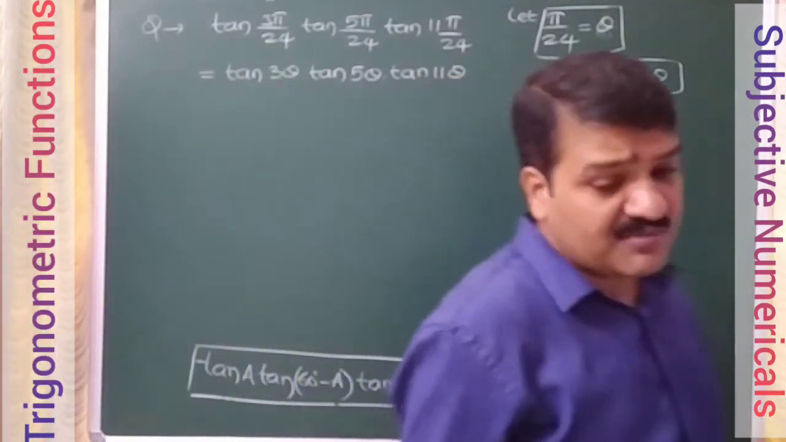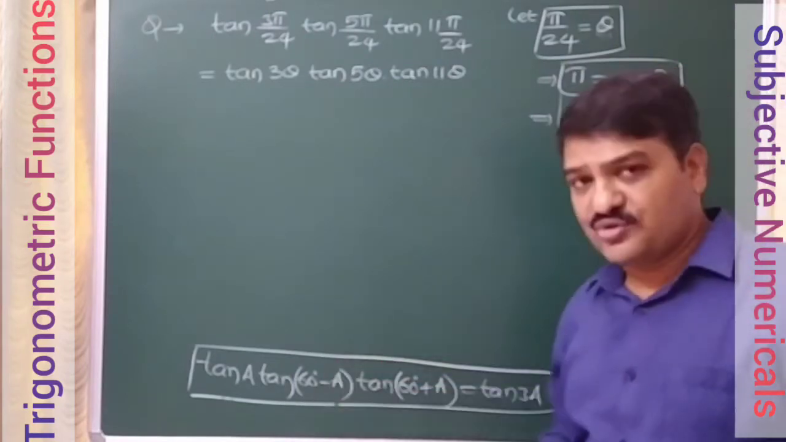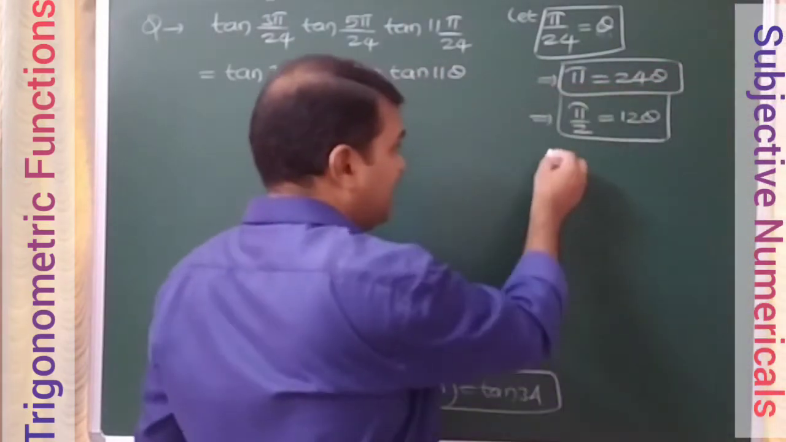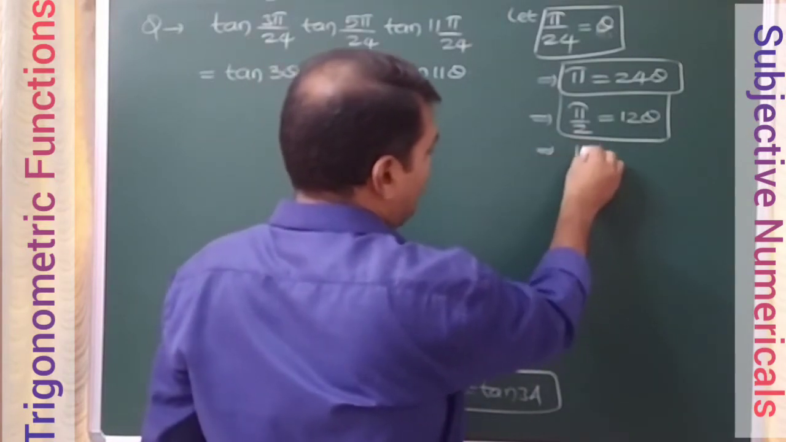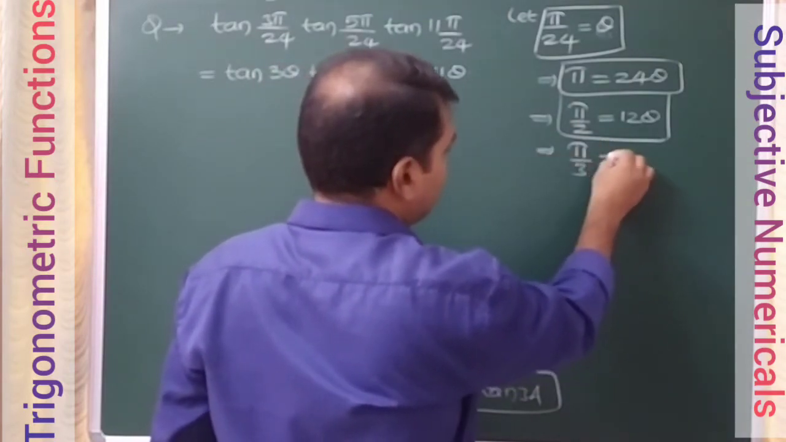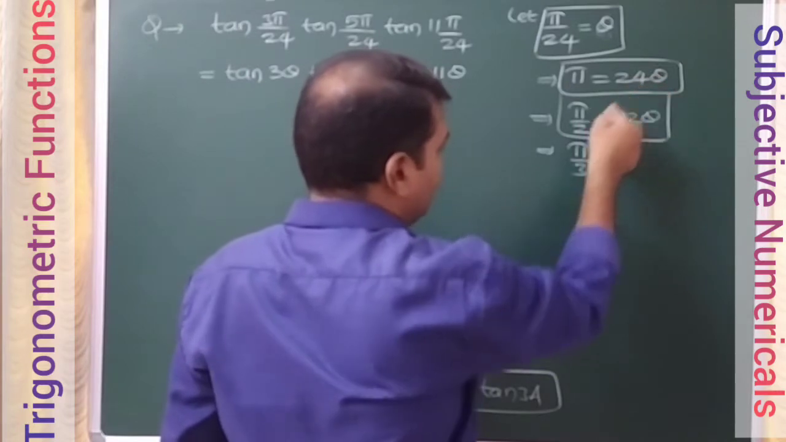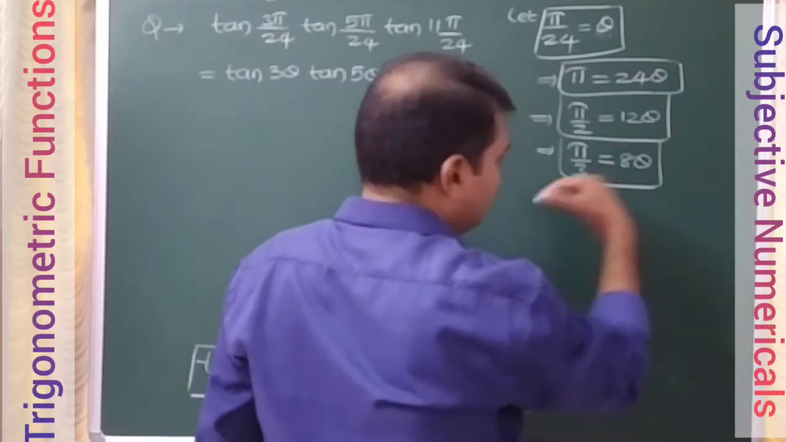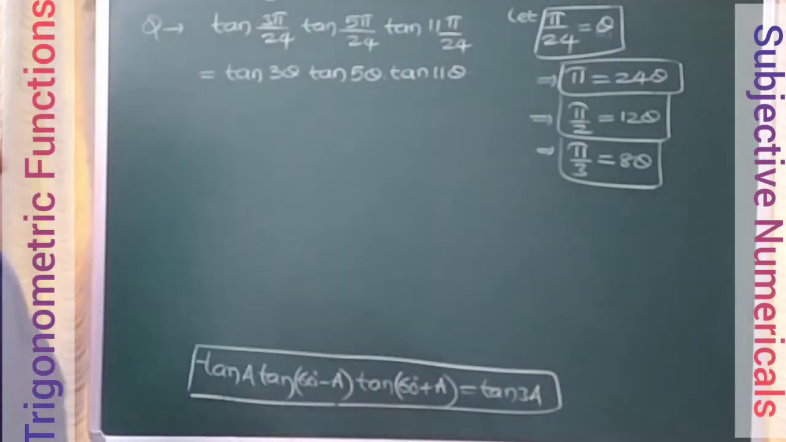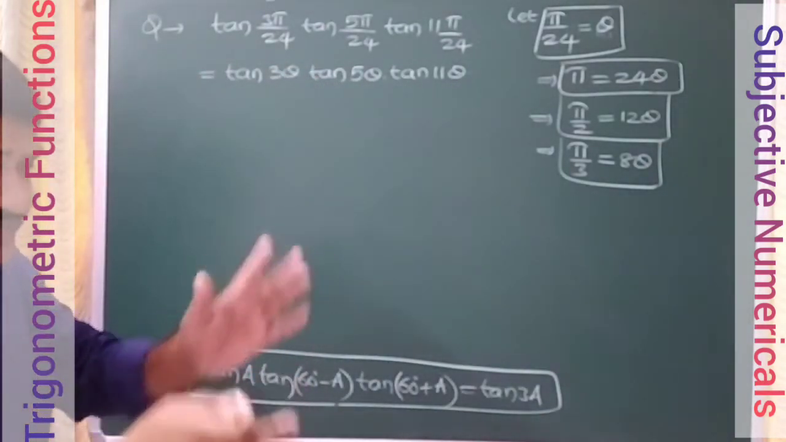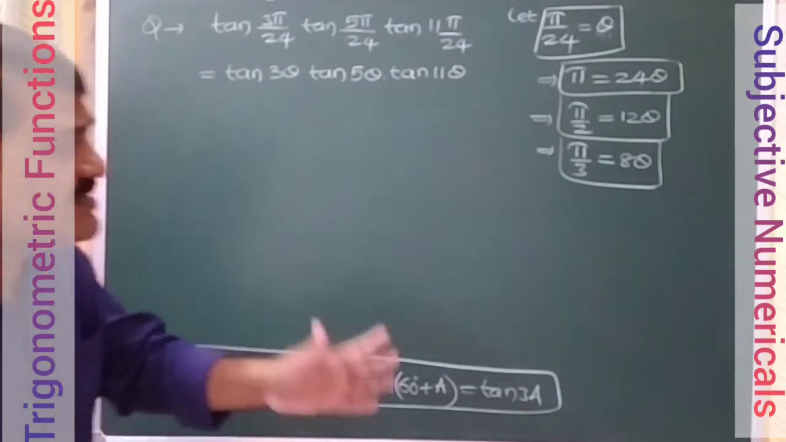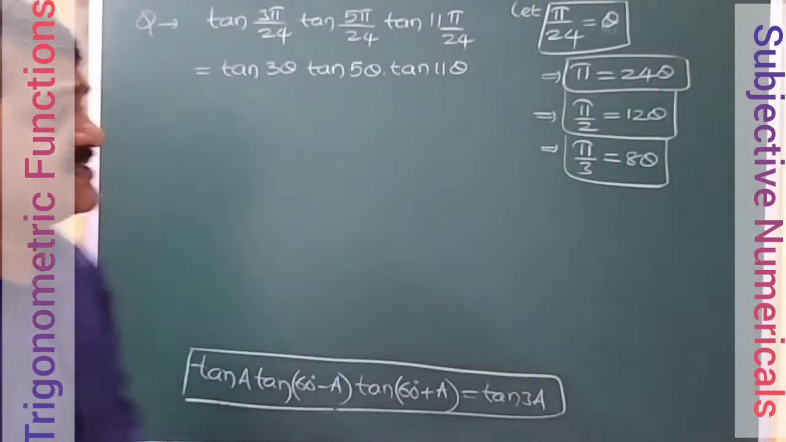In the formula we have 60 degrees also. 60 degrees means pi by 3. Pi is 24 theta, so what is pi by 3? It is 8 theta. All these are just reference angles to get the model of the formula. For conversions you can use these reference angles.